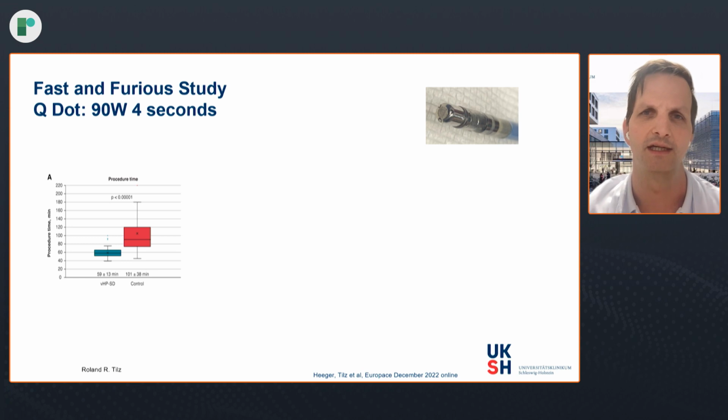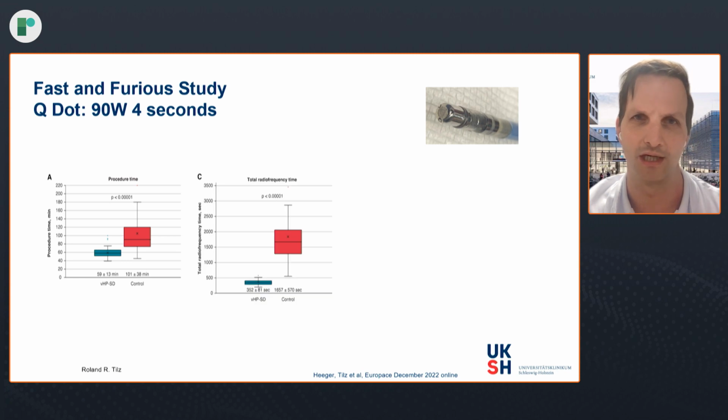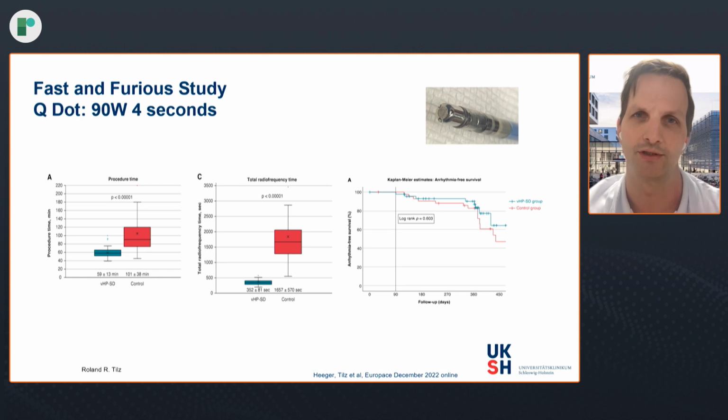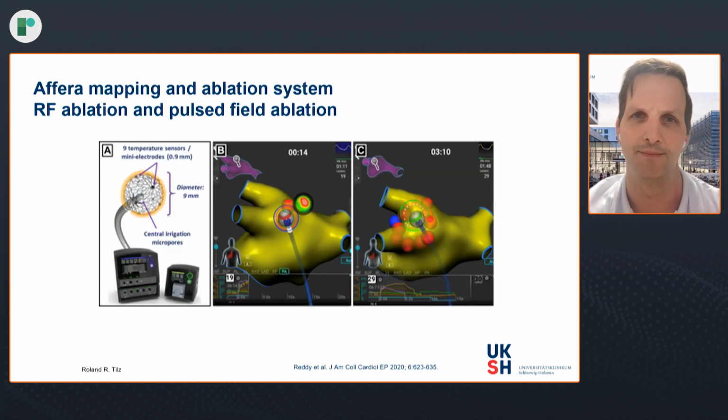Do we have any data with the Q-dot catheter? This is data from our center, which was recently published in December 2023, where we compared standard ablation with 90 watts for 4 seconds, high power short duration ablation. And we could demonstrate that the procedure time is significantly shorter, so less than 1 hour. The total RF time is significantly shorter, and the outcome is similar with both technologies.